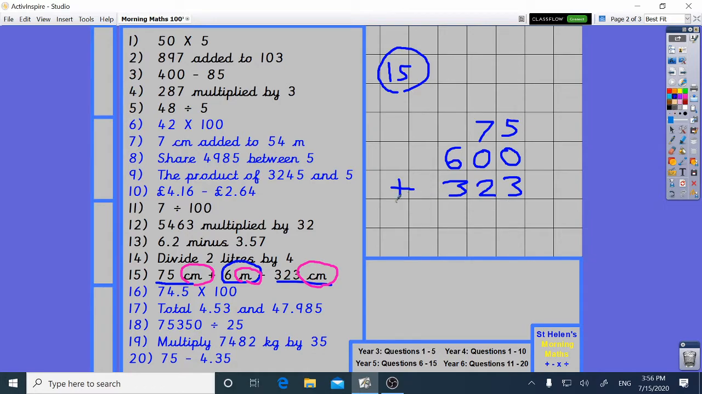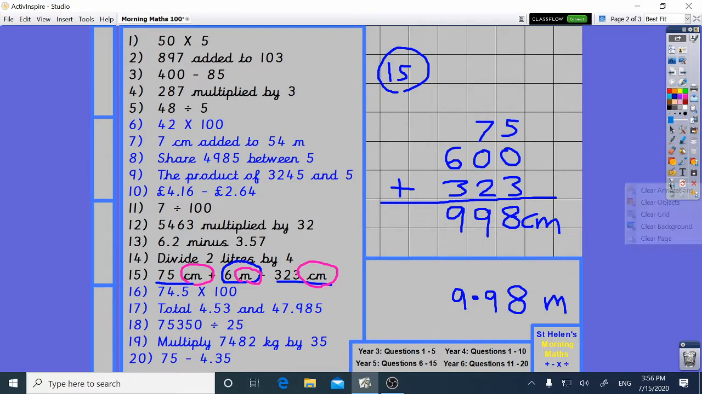You've got to make the changes to get them all in the same unit of measurement. And then you'll be fine. 998 centimetres. That looks right to me. That's 9.98 metres, because you divide it by 100. Or as I can do now, and some of you may be able to do, you just get used to the fact that 998 centimetres is 9.98 metres.